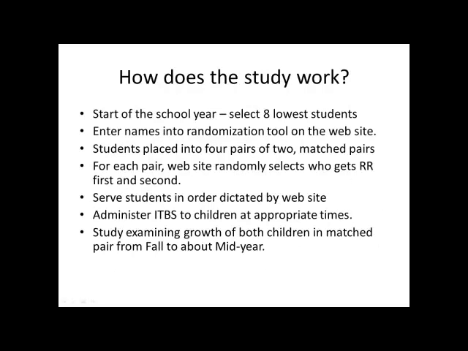Okay, so how does the study work? So at the start of the school year, your teachers will select the 8 lowest students at their school. They will log on to the website and enter their names into what's called the randomization tool. The students will be placed into 4 pairs of 2, and we call these matched pairs. And for each pair, the website randomly selects who will get Reading Recovery first and who gets Reading Recovery second.